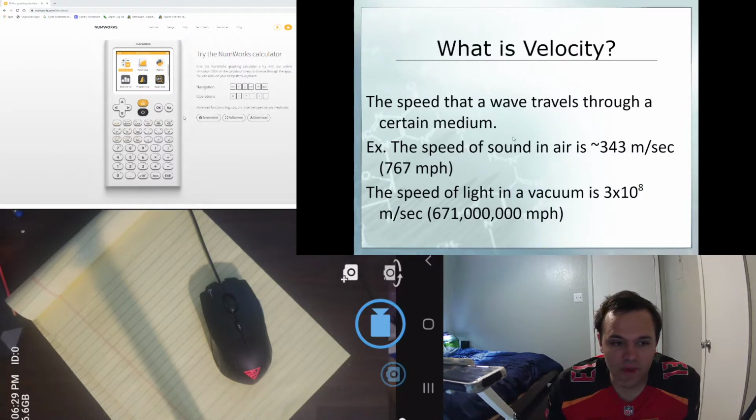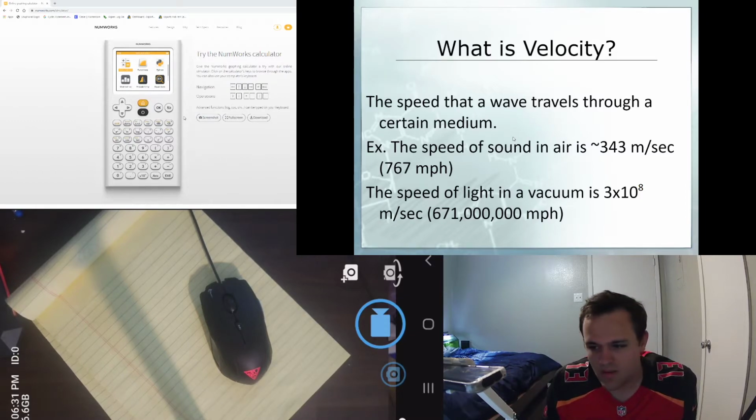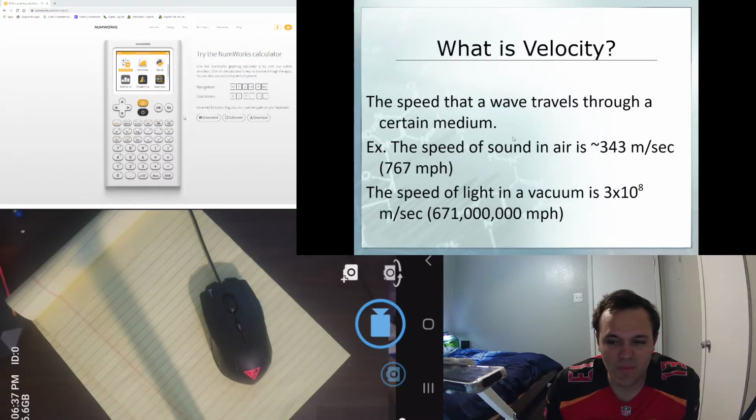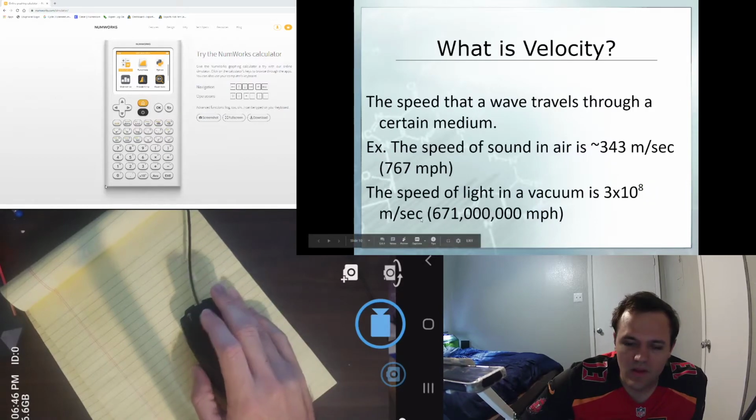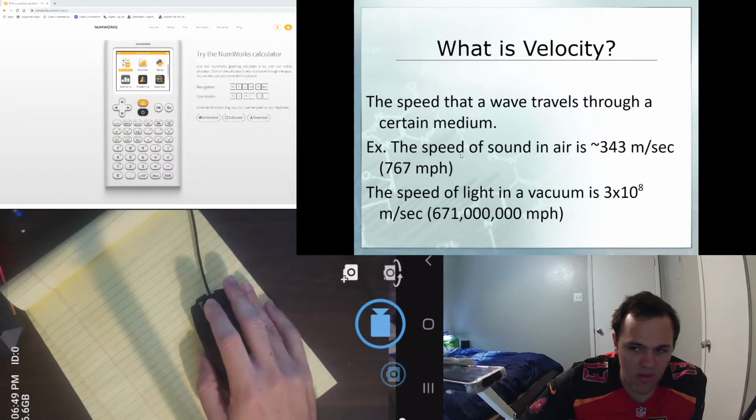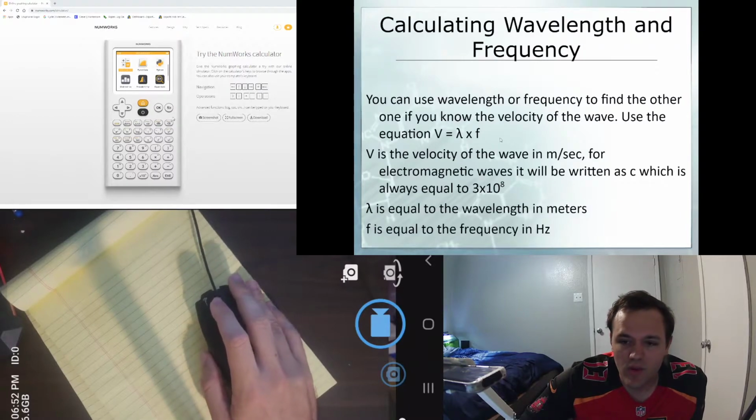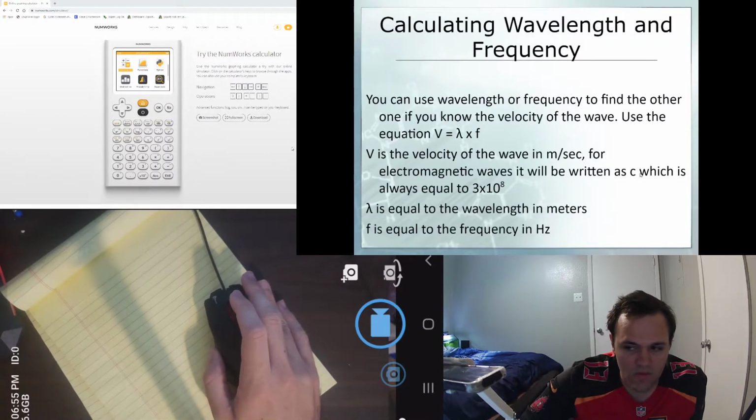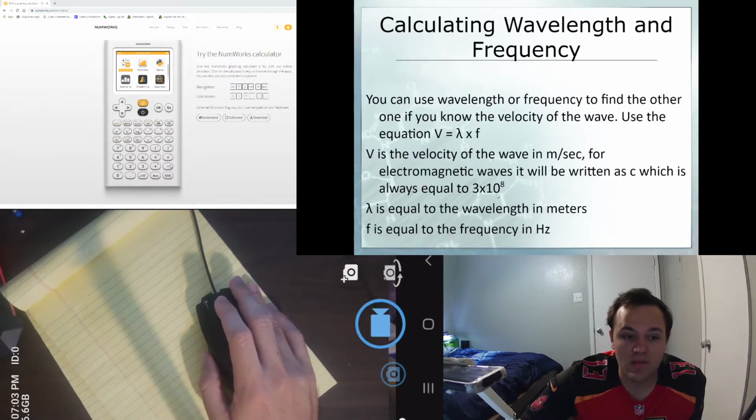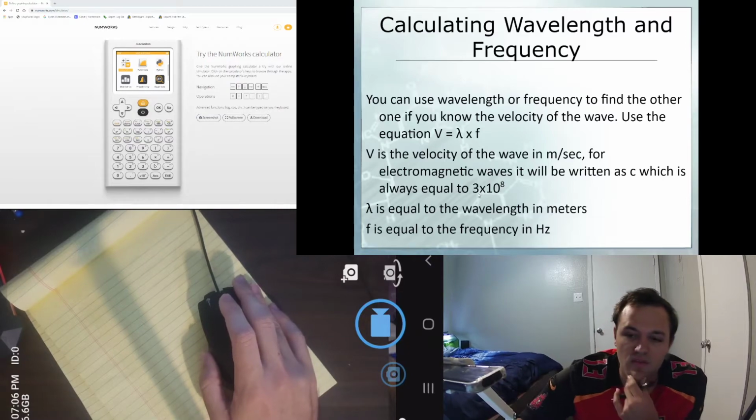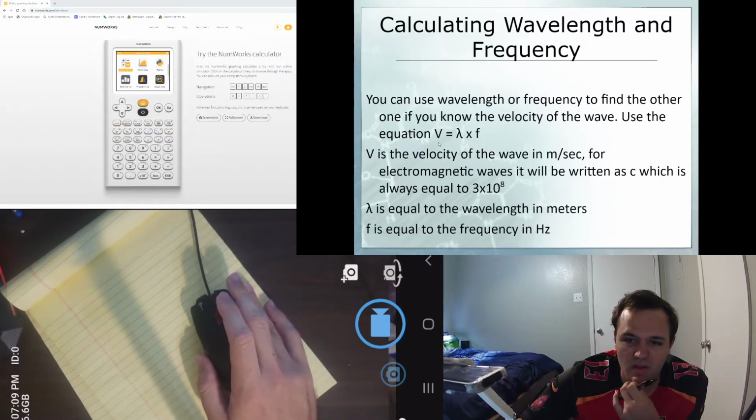The speed of light in a vacuum, so how fast light travels through space, is 3 times 10 to the 8 meters per second, or 671 million miles per hour. So, very fast. All right, so if we know velocity, and for speed of sound problems, I will give you the velocity. For speed of light problems, velocity will be written as c, which is the constant for the speed of light, and it's always going to be equal to 3 times 10 to the 8th. So anytime we're talking about electromagnetic waves, unless I tell you otherwise in the problem, assume it's 3 times 10 to the 8th for your velocity.